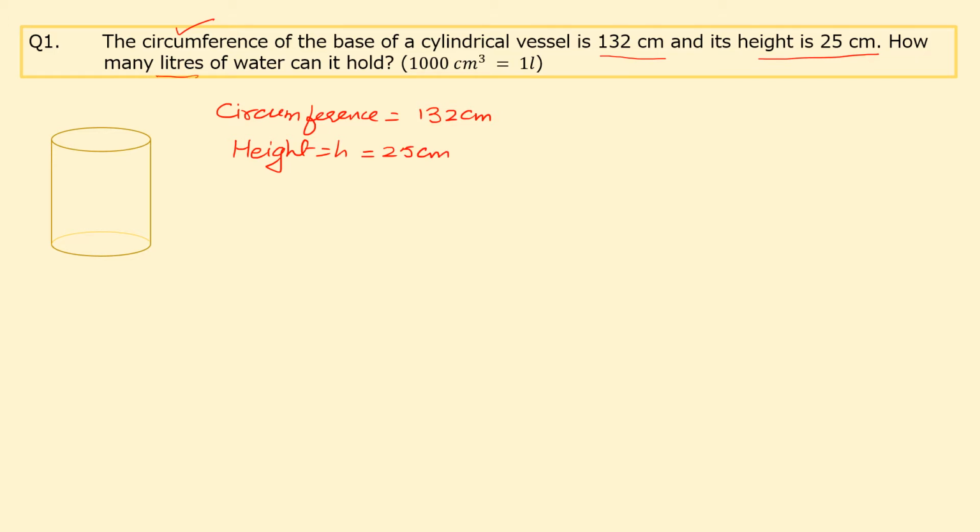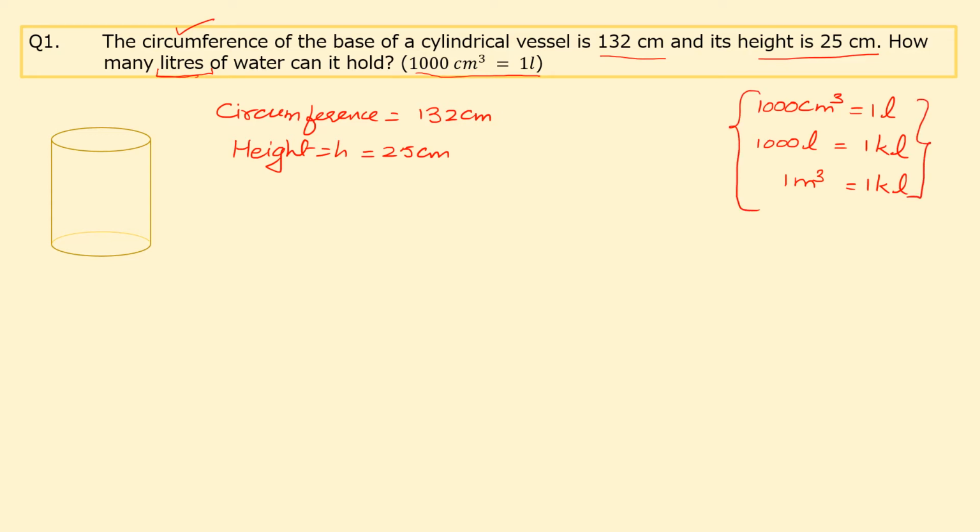How many liters? Now liters is a unit of volume. So we have to find out the volume of water it can hold, and they have written that 1000 centimeter cube is equal to 1 liter. Please write in your notebook that 1000 centimeter cube makes 1 liter and 1000 liters make 1 kiloliter, and we sometimes say 1 meter cube is equal to 1 kiloliter. You should remember all these conversions.